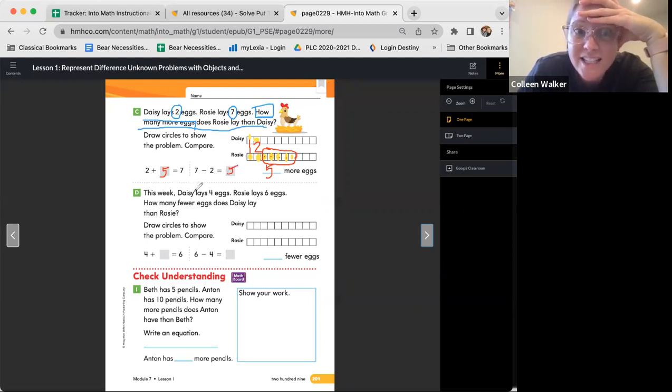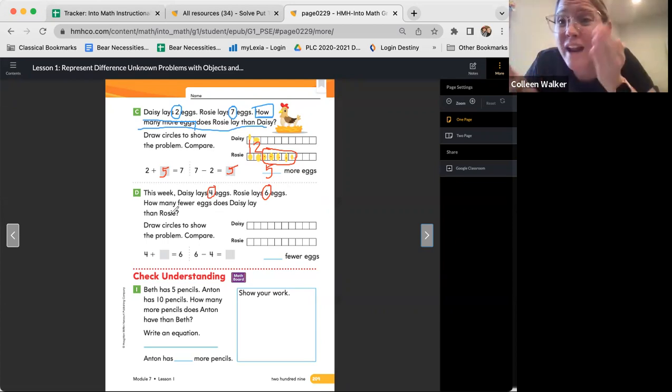This week, Daisy lays 4 eggs. Rosie lays 6 eggs. How many fewer eggs does Daisy lay than Rosie? Friends, it's still comparing. Whenever we're comparing two things, what are we going to do? Yes, we're going to subtract. That's one of our ways. So let's go ahead and draw the eggs so we can figure it out.